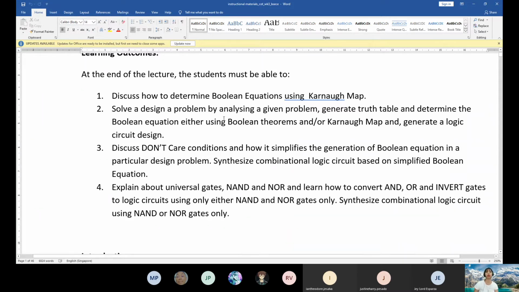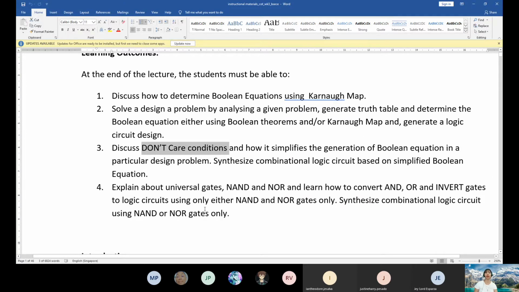Okay, same as with chapter 2, but this time we're going to use Karnaugh Map to generate a Boolean algebra and generate a logic circuit design. Okay, so we've done this in chapter 2. Okay, and then we have the new concept here. So aside from Karnaugh Map, we also have don't care conditions. So how do don't care conditions affect the generation of Boolean equation?